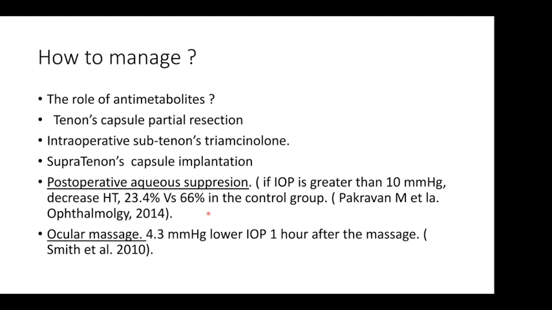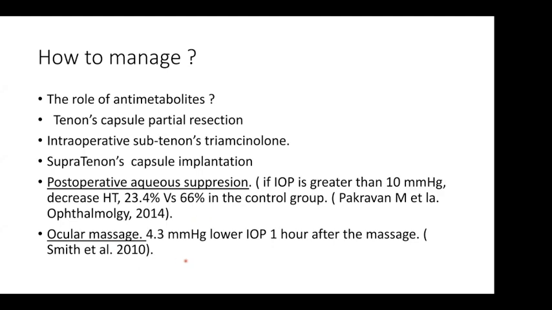So as a routine, I put the patient on a combination of beta blocker and carbonic anhydrase inhibitor for 3 months. The only indication for which I do not go through this regimen is if the pressure is very low, such as 7 or 8. But usually I do it as a routine.